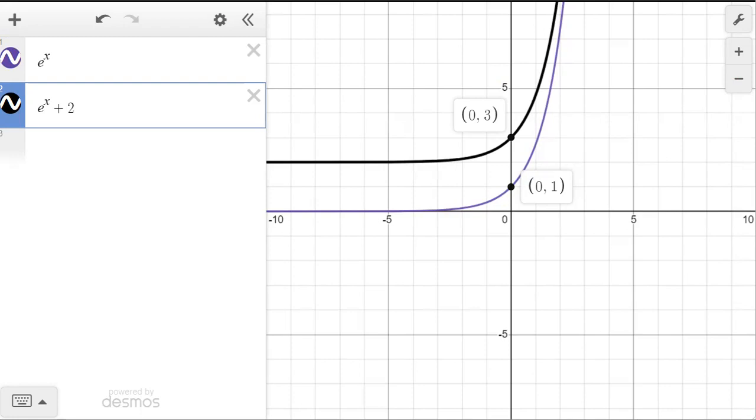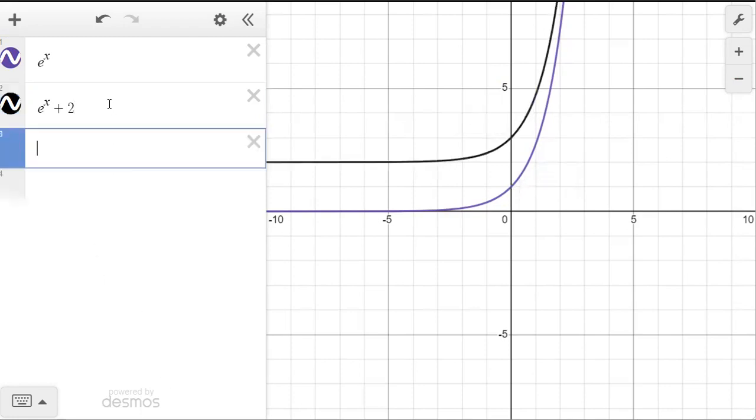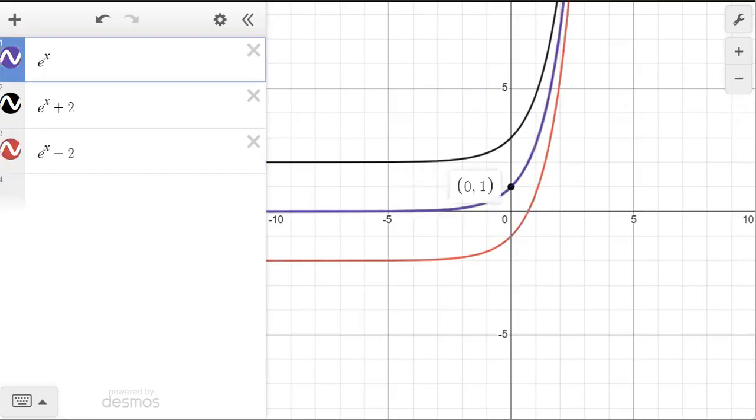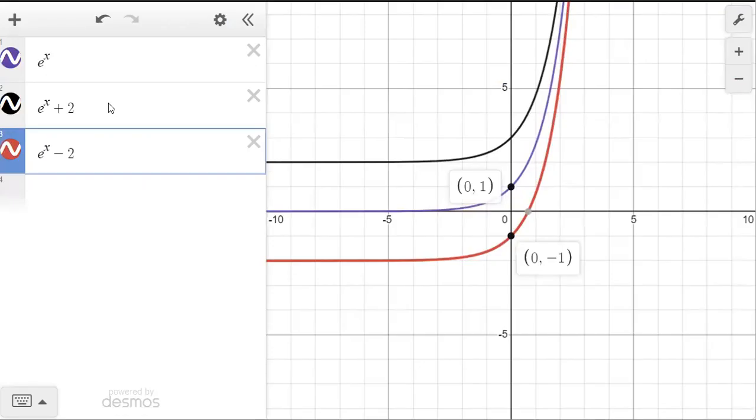Correct. Now see the changes again for f of x minus 2, that is e to the power x minus 2. See, the graph is shifted downward by 2 units from the original graph. The y-intercept was 1, and here this is minus 1. The difference is 2. Right? So I think this is clear.